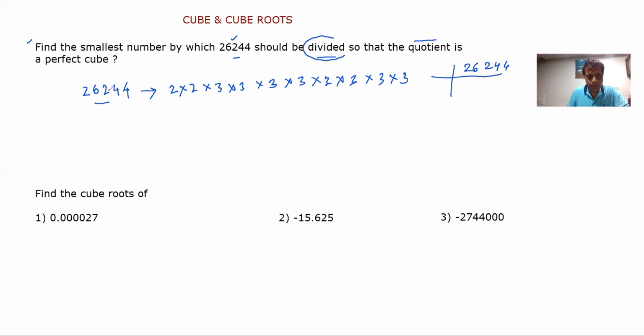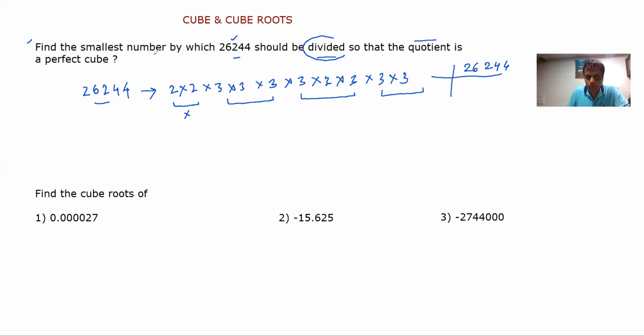Now, for the number to be a perfect cube, if you remember, we had discussed that all these factors should be in groups of 3. Is this in a group of 3? No. Is this in a group of 3? Yes. This is also in a group of 3. But is this in a group of 3? No. This is also not in a group of 3.